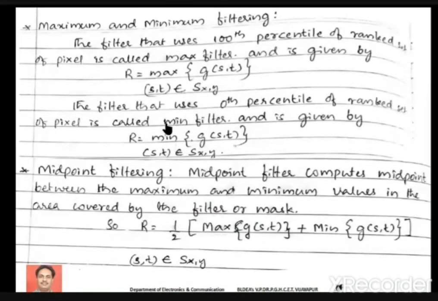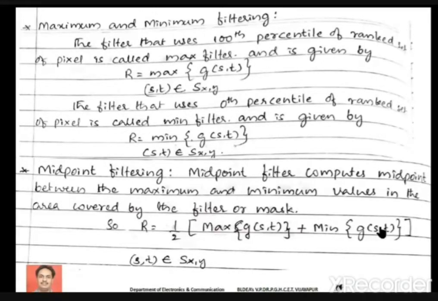And we have the last one, which is called midpoint filtering. In midpoint filtering, each pixel is replaced by the average of the max value and the min value. If you look at the equation, you can easily understand that the response of the midpoint filter is given by 1/2 (max of g(s,t) + min of g(s,t)).